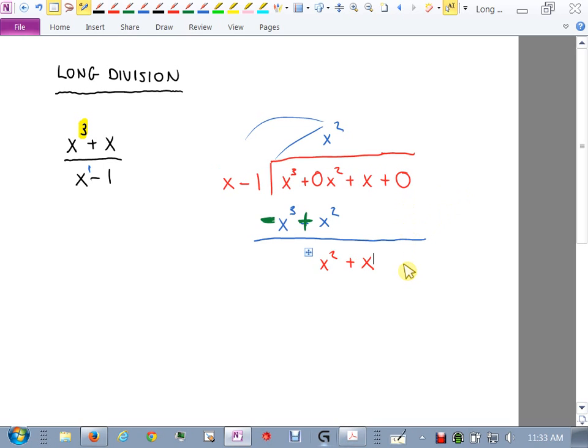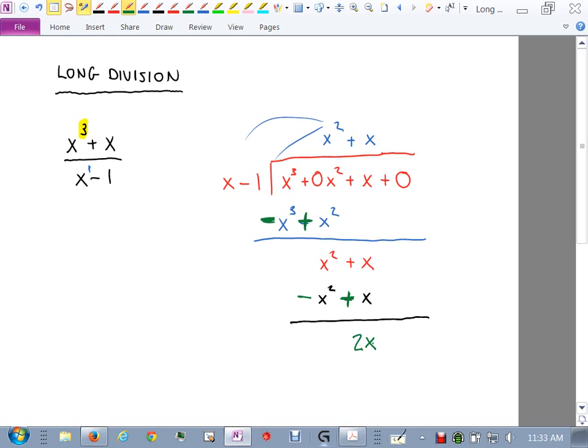And then you ask yourself the same question. How many times does x go into x squared? What do I multiply x by to get x squared? X. So then you multiply x times x minus 1, and you get x squared minus x. Change the signs. Add down, you get x.